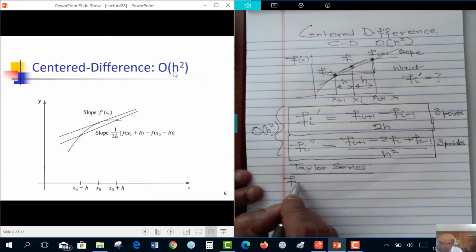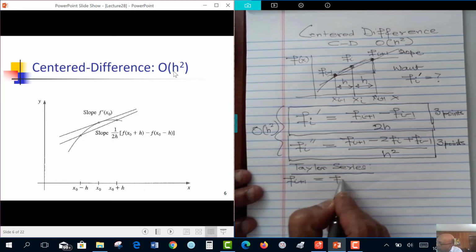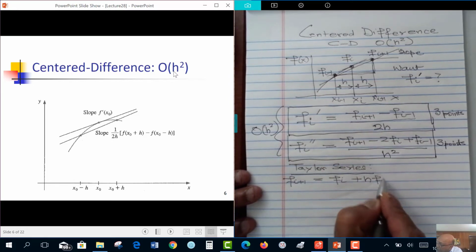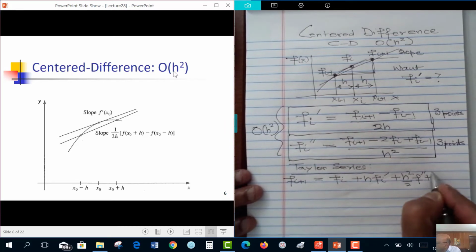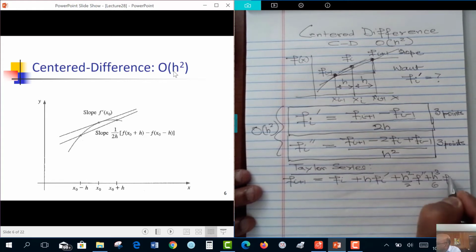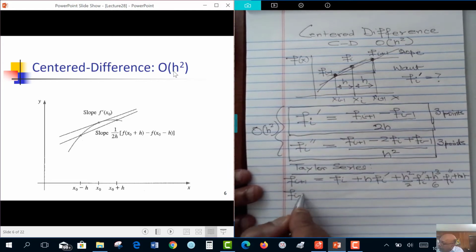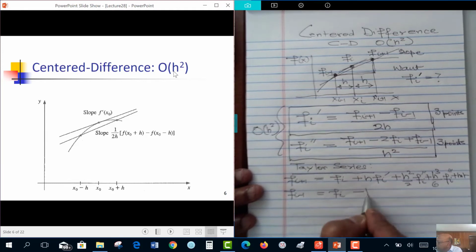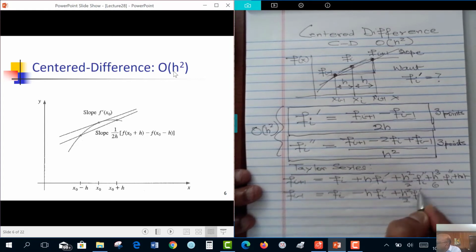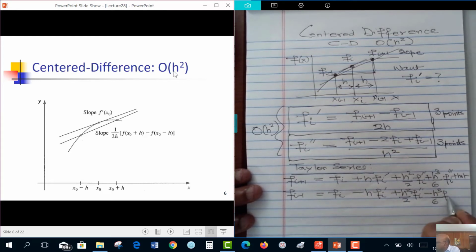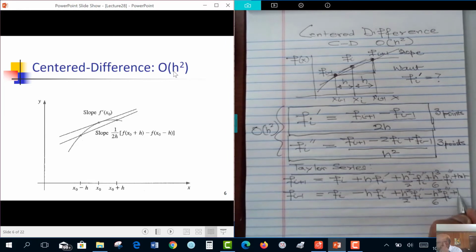And let's expand f_{i+1} by Taylor series. So we'll get f_i plus h f_i prime plus h squared by 2 f_i double prime plus h cubed over 6 f_i triple prime plus, let's say, higher order terms. f_{i-1} is f_i minus h f_i prime plus h squared by 2 f_i double prime minus h cubed over 6 f_i triple prime plus higher order terms. All I'm doing is substituting minus h.